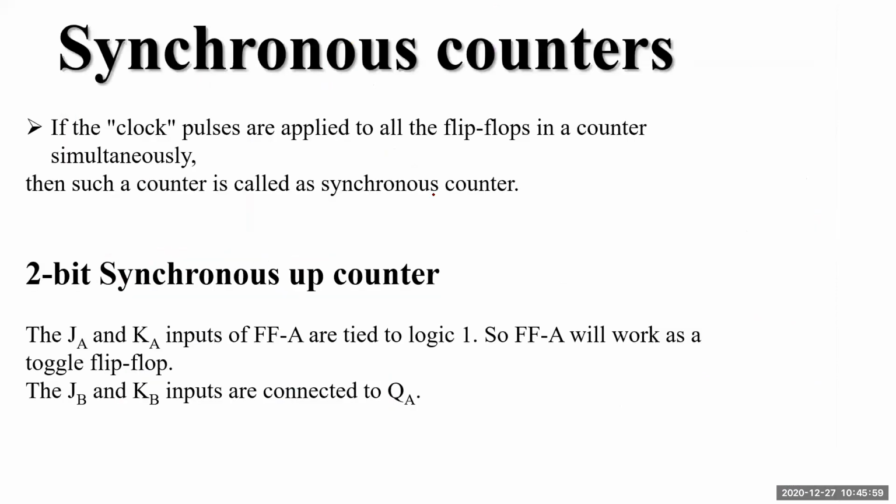So now let us see the synchronous counters. If you talk about the synchronous counter, if the clock pulse is applied to all the flip-flops in a counter simultaneously, then that particular counter is called a synchronous counter. What is the difference from the previous one? In the previous asynchronous counter, only one clock will be given to the first flip-flop, and the second flip-flop's clock will be connected depending upon the output of the first flip-flop or the previous flip-flop.